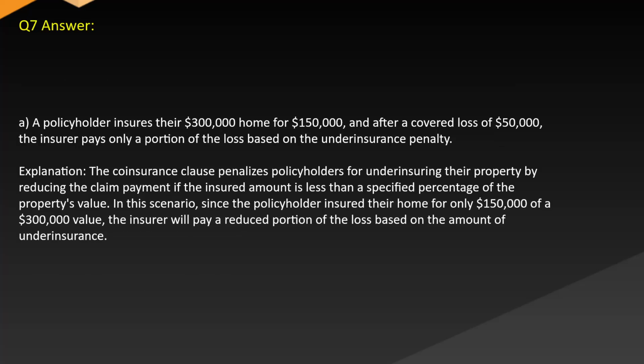Answer: A. A policyholder insures their $300,000 home for $150,000, and after a covered loss of $50,000, the insurer pays only a portion of the loss based on the underinsurance penalty. Explanation: the coinsurance clause penalizes policyholders for underinsuring their property by reducing the claim payment if the insured amount is less than a specified percentage of the property's value. In this scenario, since the policyholder insured their home for only $150,000 of the $300,000 value, the insurer will pay a reduced portion of the loss based on the amount of underinsurance.